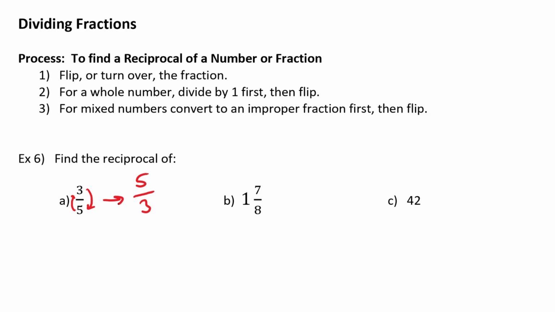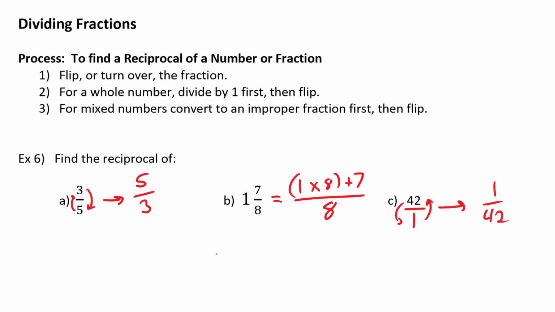Now, if you have a whole number, all we do is we divide by 1 first, and then we flip it. This comes up, this comes down. 1 over 42. Now, the tricky part sometimes is converting the mixed numbers. The first thing you must do, you must convert it to an improper fraction. So we take the whole number, we multiply the denominator, and then we add to it the numerator. We then place it over the original denominator. In this case here, 1 times 8 is 8, plus 7 is 15. 15 over 8. Now we take the reciprocal.